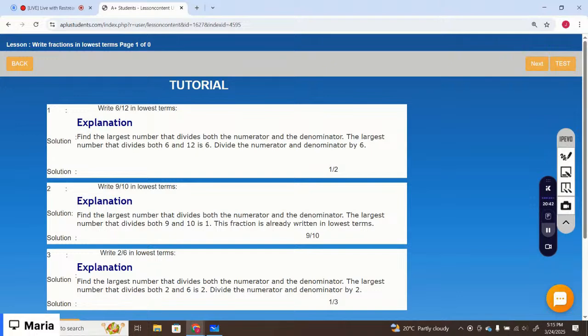Write 6 by 12 in the lowest term. So you have to find the largest number that can divide both numerator and denominator, right? For 6 over 12, 6 is the largest number that can divide both numerator and denominator. 6 times 1 is 6 and 6 times 2 is 12. 1 by 2 is now the lowest term.